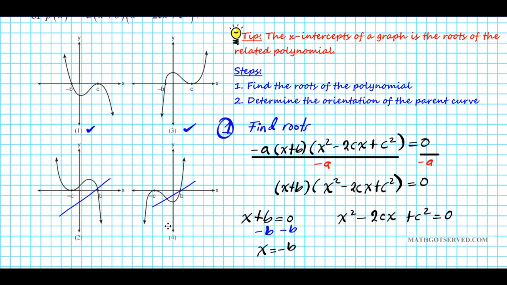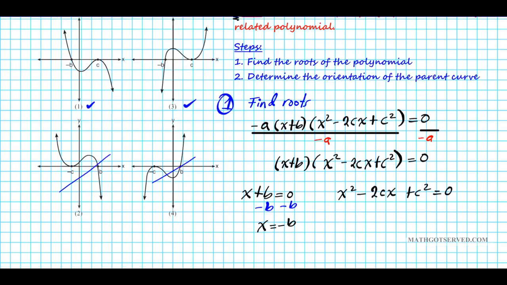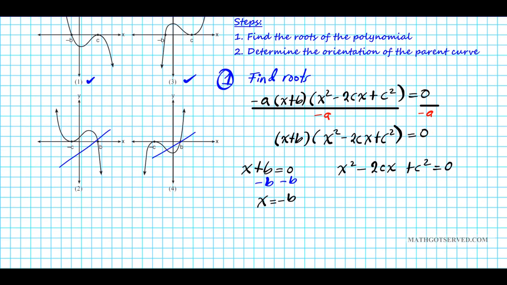Now, what is going to help us finish this problem is the orientation of the parent curve. This is a cubic. It belongs to the cubic family. Now, how do I know that this belongs to the cubic family? I know it belongs to the cubic family because if you expand it, the highest degree is going to be a cube. Okay, how do we know that?